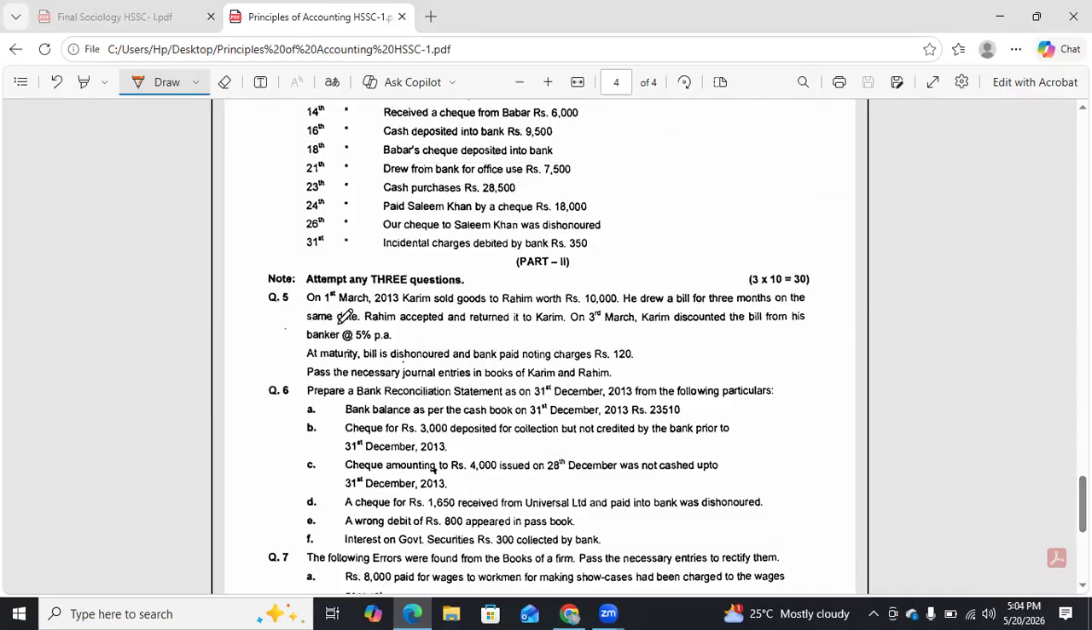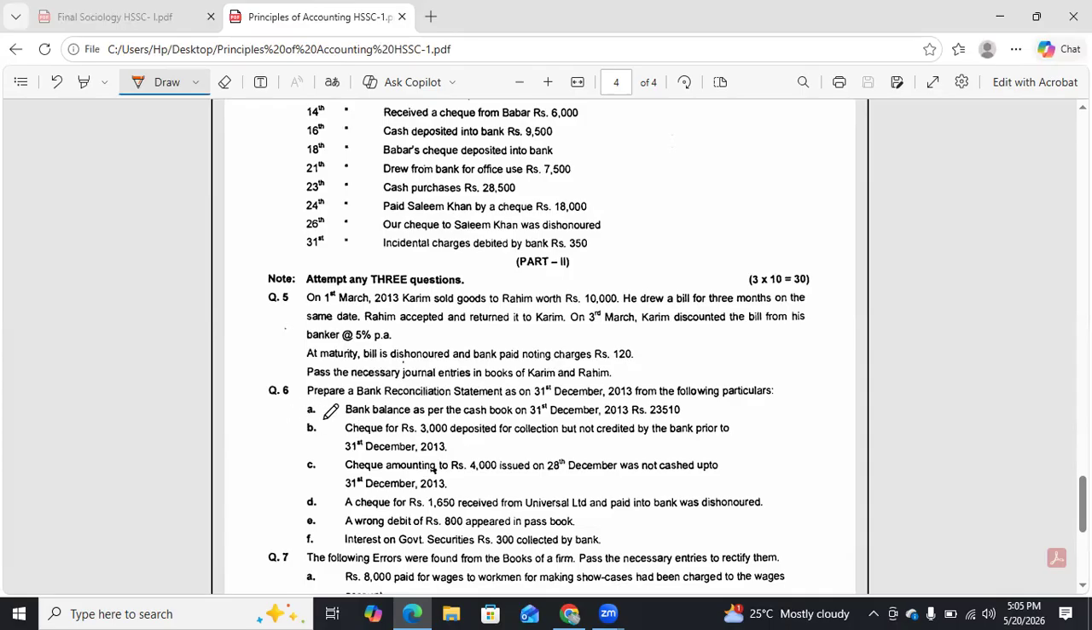On 1st March 2013, Kareem sold goods to Rahim worth rupees 10,000. He drew a bill for 3 months. On the same date, Rahim accepted and returned it to Kareem. On 3rd March, Kareem discounted the bill from his banker at the rate of 5% per annum. At maturity, the bill is dishonored and the bank paid noting charges of rupees 120. Pass the necessary journal entries in the books of Kareem and Rahim.